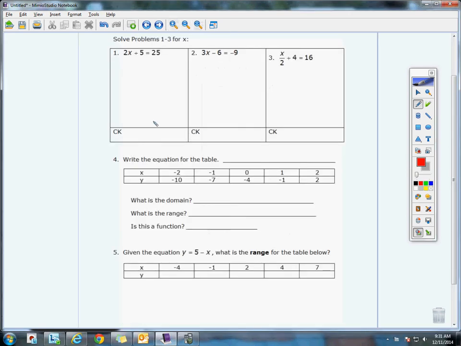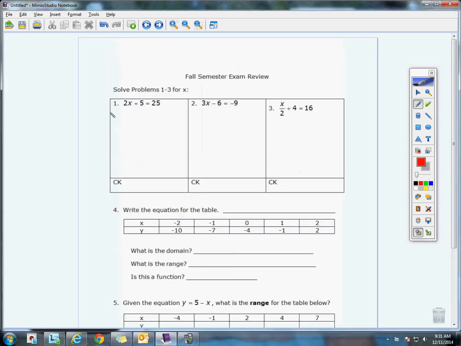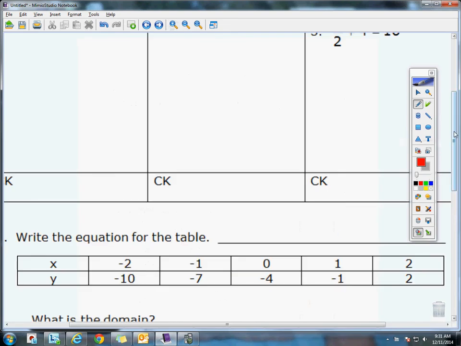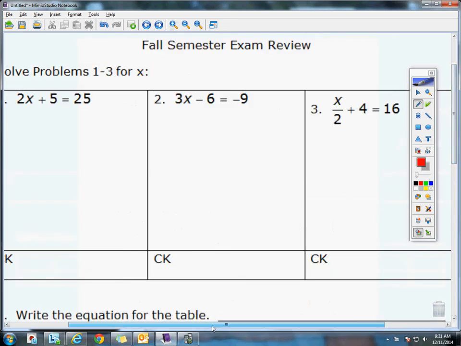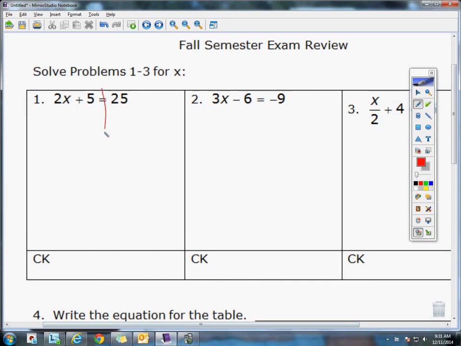Okay, number one, it says 2x plus 5 is equal to 25. And we are going to solve for x. So here we're going to draw our line. 2x plus 5 is equal to 25. We're going to subtract 5 from both sides.